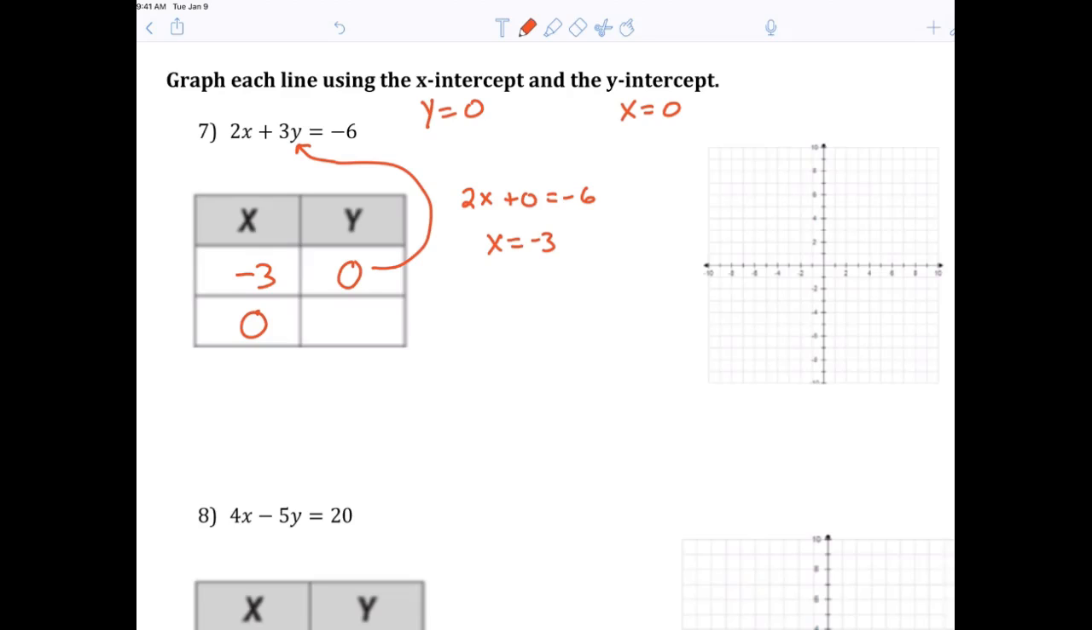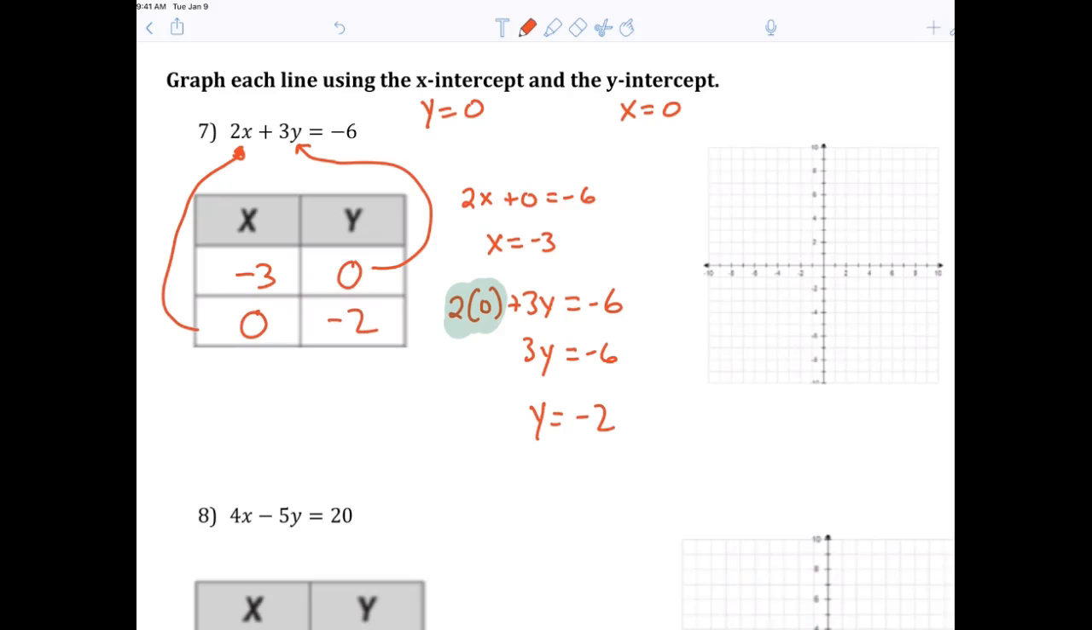Thomas, do you see why that's negative 3, 0? Yeah. All right, now we're going to plug 0 in for x. I'm going to come up here and put 0 in for x. So that would be 2 times 0 plus 3y equals negative 6. What happens to the 2 times 0? 0. So 3y equals negative 6. So in this case, y equals what? Right, y equals negative 2.